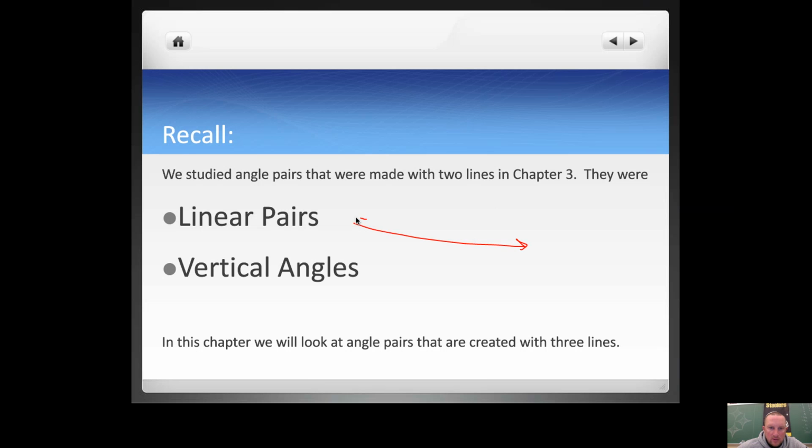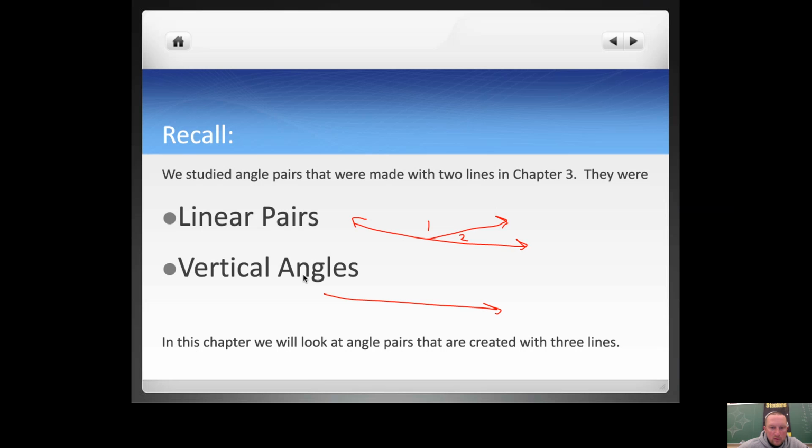That wasn't exactly what I was looking for, but okay. So a linear pair would be like angle 1 and angle 2. They're made with this line and this part of a line. So angle 1 and angle 2 are adjacent and they form that line, so that's a linear pair.